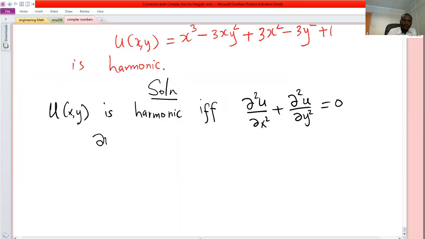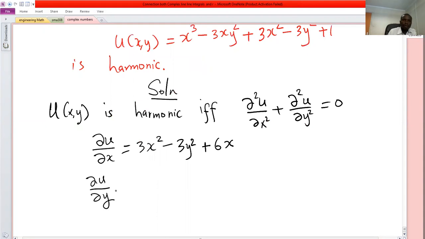Now, partial u partial x will have 3x squared minus 3y squared plus 6x, and then partial u partial y will be minus 6xy minus 6y.